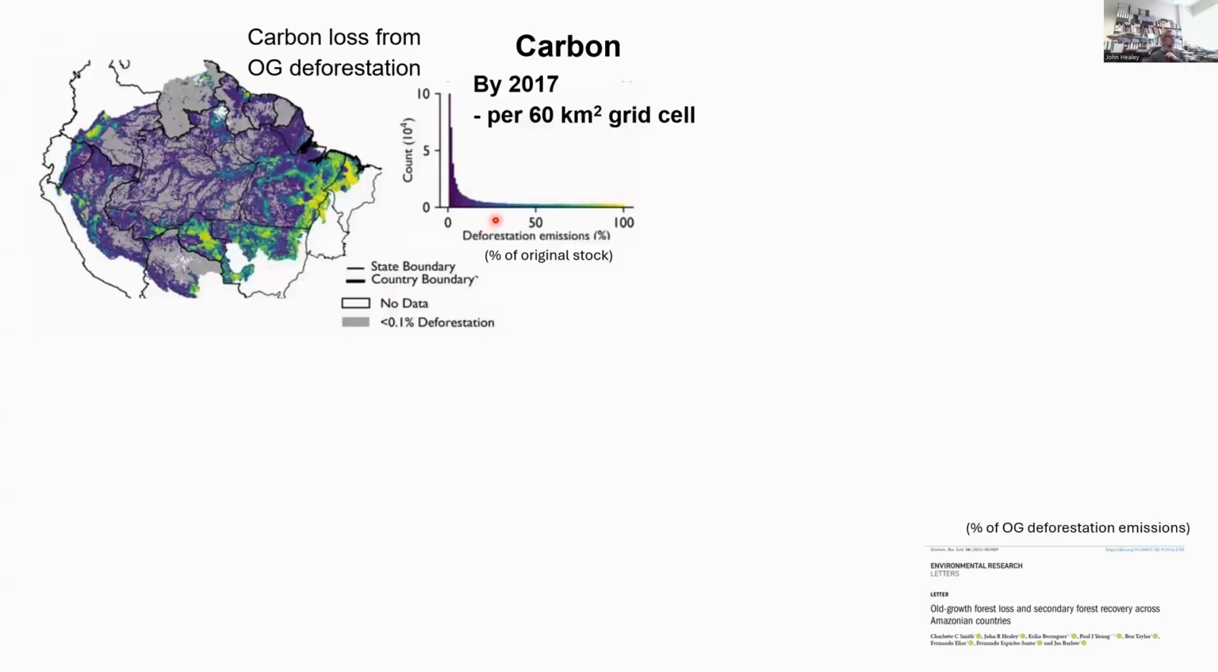So first of all, we have the loss of carbon from old growth deforestation. And the way Charlotte's mapped it here is, for each of these 60 square kilometer grid cells, to calculate the percentage of the original carbon stock that had been in that forest that had been emitted due to deforestation of the old growth forest during this period. And we can see in the high deforestation areas in the east and south of the Amazon and a bit in the west that it was getting up to a really high proportion of the original carbon stock. There was virtually no forest left. It had all been deforested.